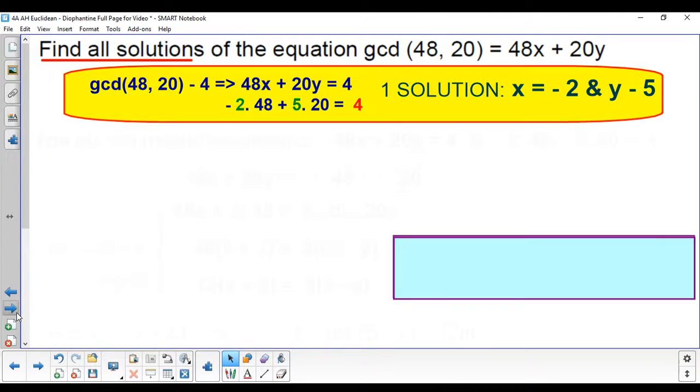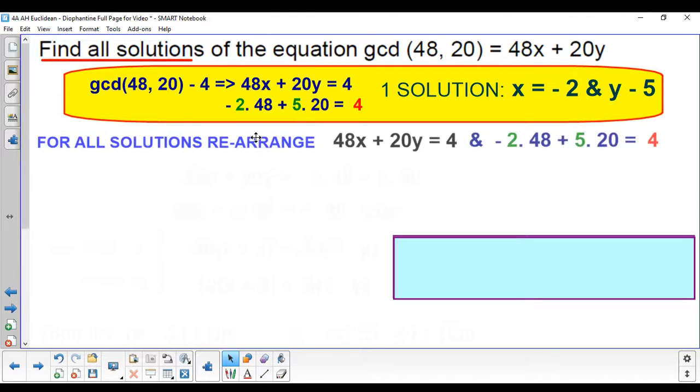But if it says find all the solutions, it means there's a general solution instead. So this is the specific one. But what if we were asked for all solutions? We're going to rearrange both of these. So you'll see this one says 48x plus 20y equals 4, and this equals 4. Well, if 4 equals 4, you can set them equal to each other. And this is the step.